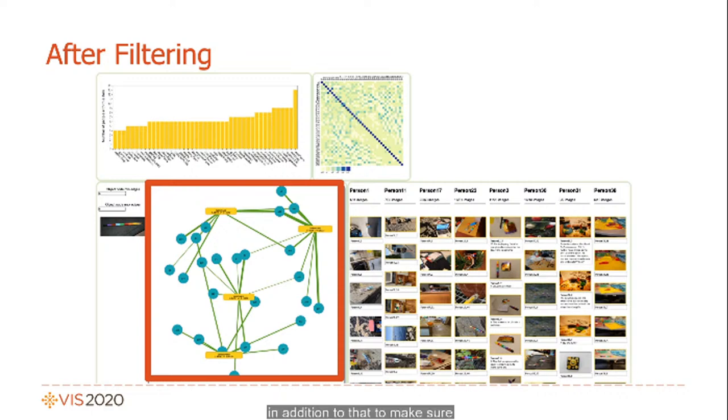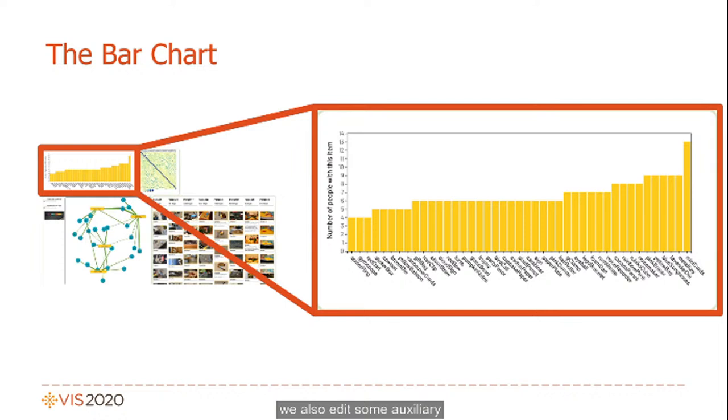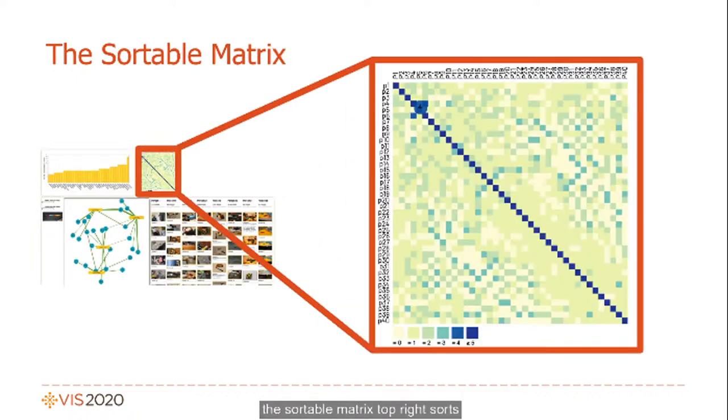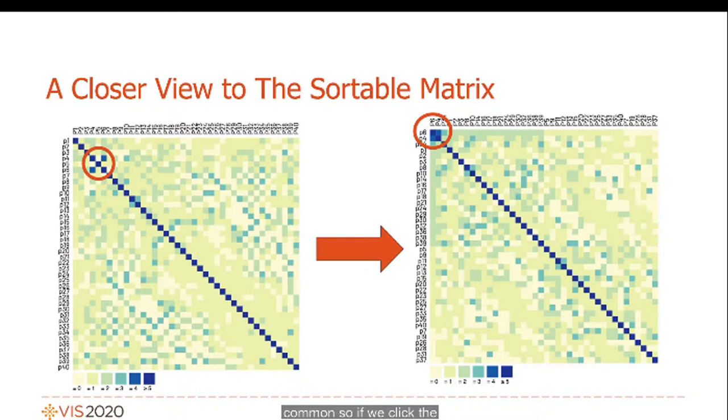In addition to that, to make sure our analytics is comprehensive, we also added some auxiliary visualizations to reveal other aspects of the network. The bar chart at top left shows the number of people each object relates to. The sortable matrix top right sorts people according to how many common objects they have. Here, person 6 and 4 have 4 objects in common, so if we click the 6th row for person 6, person 4 will be sorted to right below person 6 because 4 is the largest number of common objects we have in the dataset.